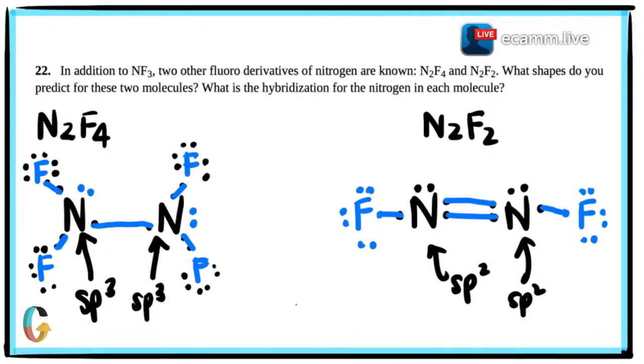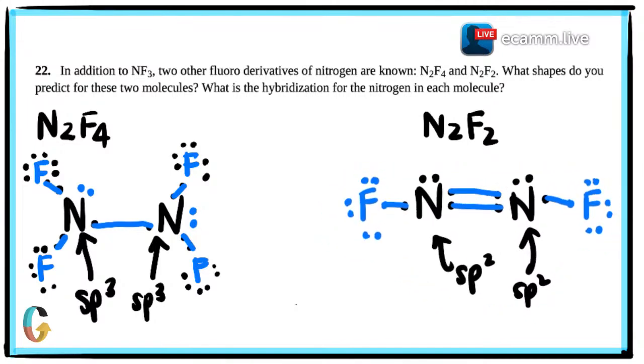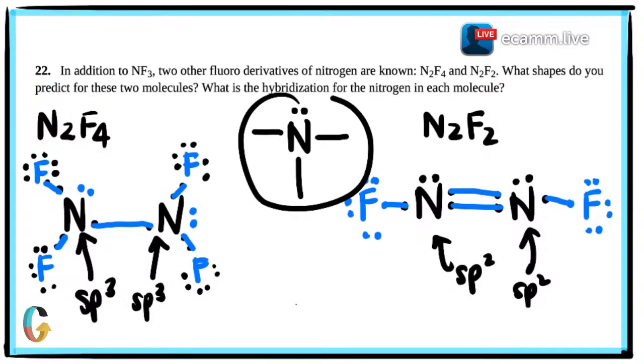What shapes do you predict for these two molecules? Okay. So, maybe I'll just put it in the middle here. If you have a compound that has an element in the middle, surrounded by three bonds and two lone pairs, or actually not two lone pairs, two dots, right? One lone pair. If you see this, this is called trigonal pyramidal. So the specific geometry for this would be trigonal pyramidal.